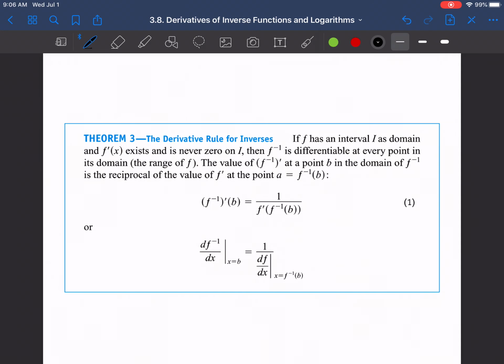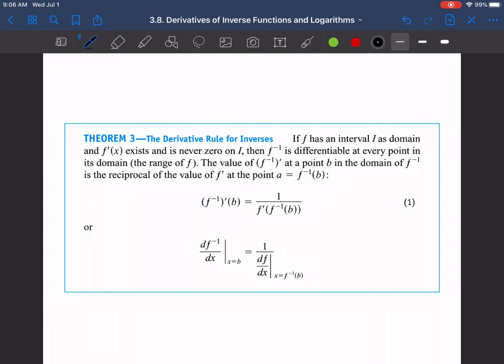All right. So here's the theorem, theorem 3, and it's the derivative rule for inverses. If f has an interval I as domain, and f prime of x exists and is never 0 on I, then f inverse is differentiable at every point in its domain, the range of f. The value of f inverse prime at a point b in the domain of f inverse is the reciprocal value of f prime at the point a equals f inverse of b. Basically, if we wanted to write this a little differently, it is just what we said on the previous page.